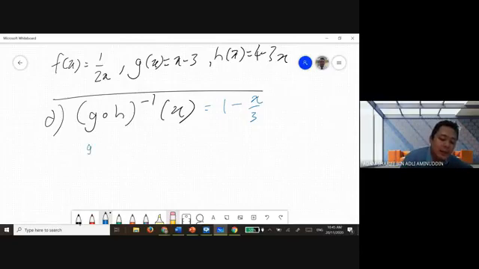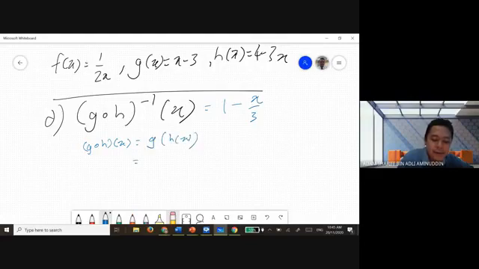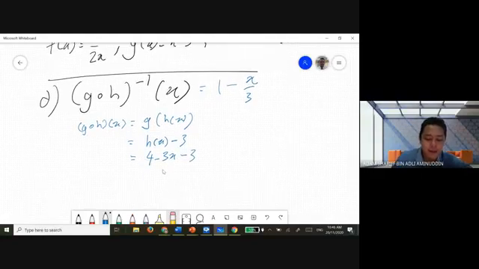So, GH(x). Saya menjadikan H(x) sebagai input. Jadi H(x) minus 3. So 4 minus 3x minus 3 becomes 1 minus 3x. Settled for the composite.